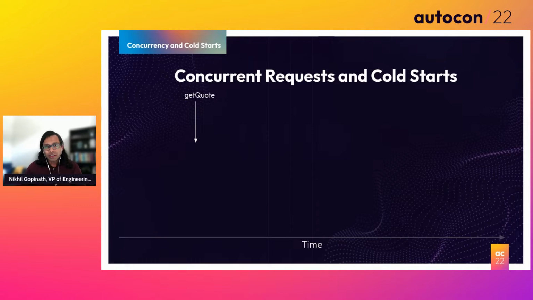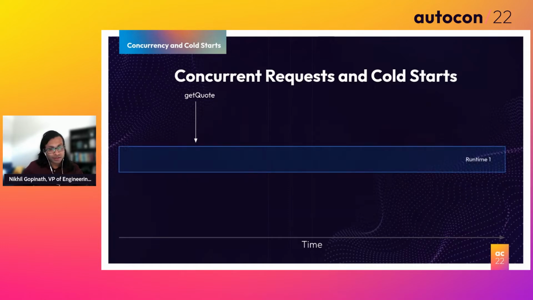So let's look at the impact of concurrency and cold start, right? So we understand what cold start is, but what happens when you have concurrent requests? And we are going to walk through a scenario to elaborate on that. Let's say a customer is trying to get a quote for an insurance, right? Bought a new car and wants to get a quote for how much should I pay for my insurance. So the customer makes a request for get quote, right? And this get quote is served by a Lambda, right?